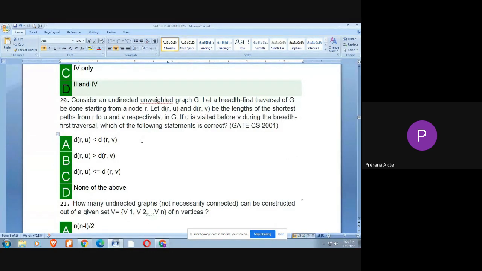Consider an undirected, unweighted graph G. Let a breadth first traversal of G be done, starting from a node R, and let d(R,U) and d(R,V) be the lengths of the shortest path from R to U and V respectively. If U is visited before V during the breadth first traversal, which of the following statements is correct?